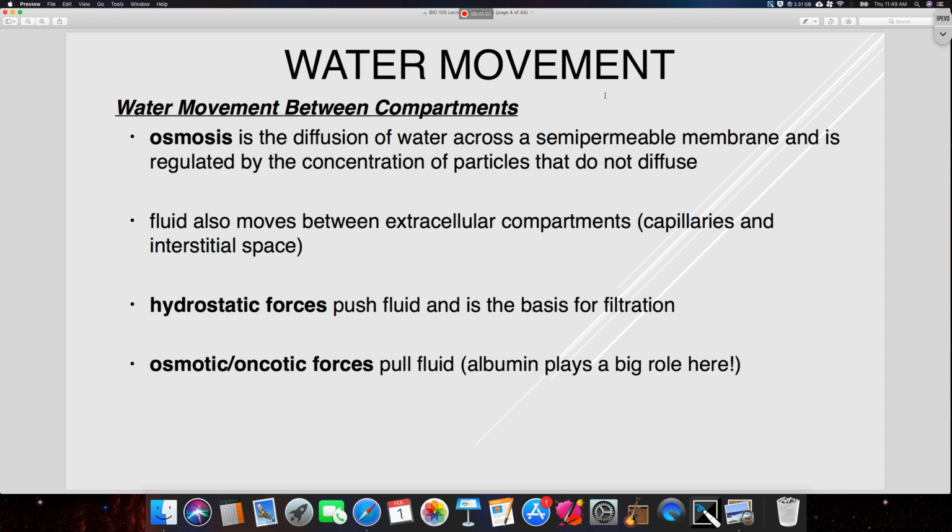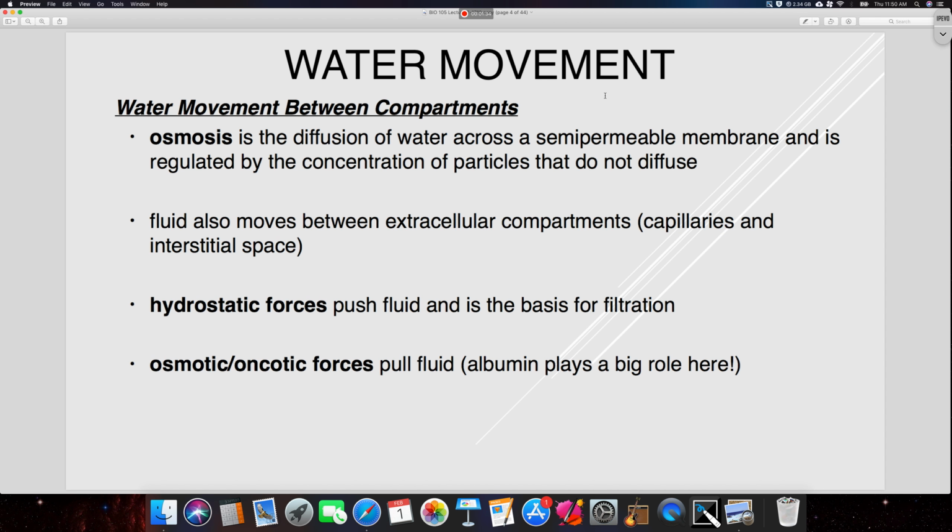Alright, then we talked about the movement of water between compartments. So osmosis is just the diffusion of water across a semi-permeable membrane like the cell membrane. And this is basically regulated by the concentration of particles that do not or cannot diffuse. Alright, so if you have more stuff in one compartment, water is going to move to that compartment to try to dilute it. Now, fluid also moves between the extracellular compartments, so basically between the blood and the interstitial space, okay, the capillaries and the interstitial space.